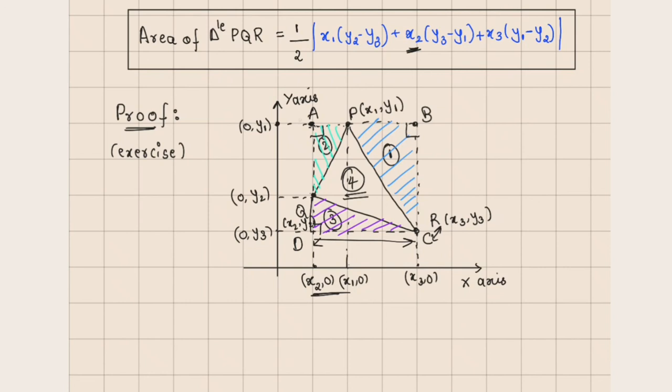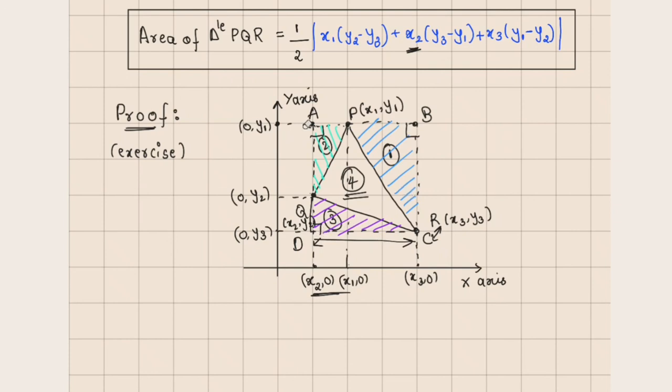Simply we need to find the area of ABCD, which is a rectangle. We have to subtract the areas of 1, 2, 3. 1, 2, 3 are triangles, which are right angle triangles. The area of a triangle is half into base into height. We know the base length and the height length, because we know the coordinates of A, B, C, D, and P, Q, R. So we can find the base and height of each of these right angle triangles, so that we can find the area of these three triangles.